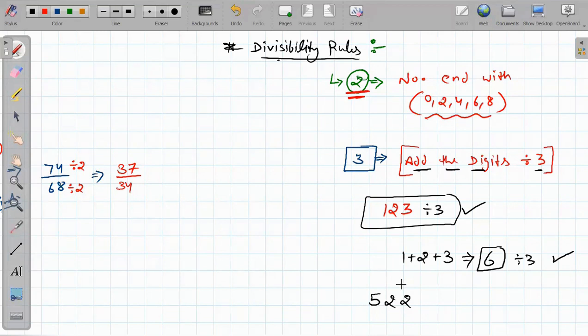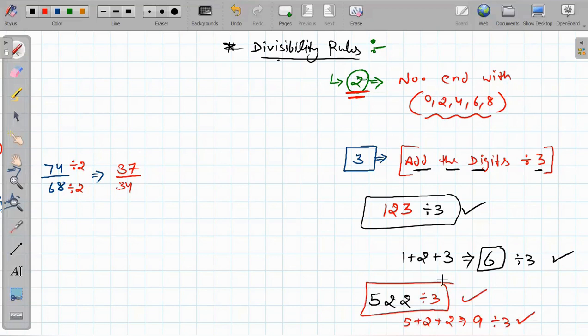If you want to use a calculator, that is also fine. I don't say it is a bad thing, okay? You can use it, but this rule is so much easier. Just add up the digits: 5 plus 2 plus 7 plus 2. It gives you a 9. Yes, 9 is divisible by 3. So I can say this number is also divisible by 3.